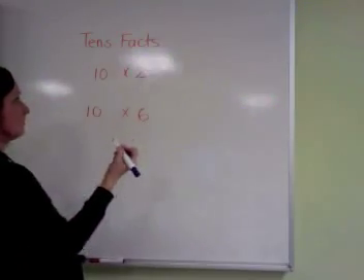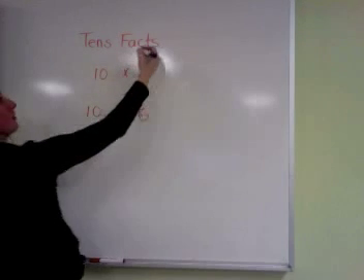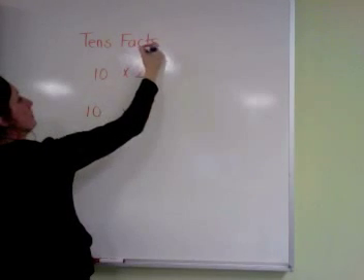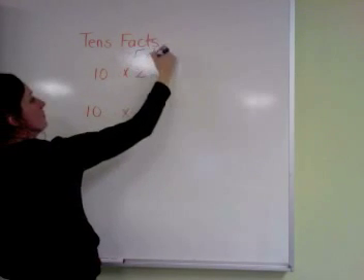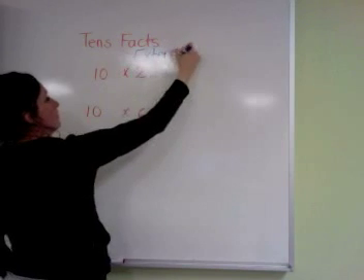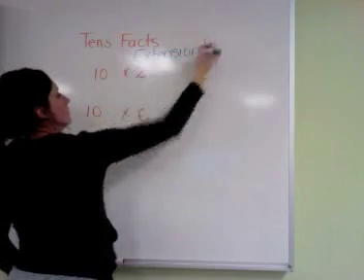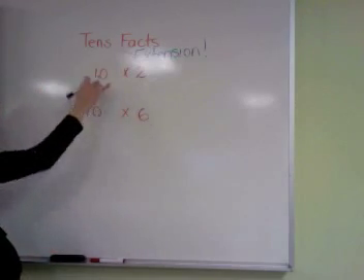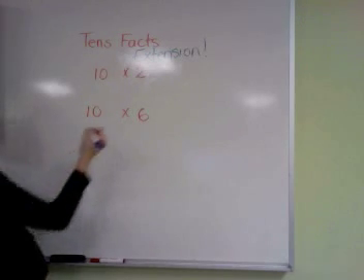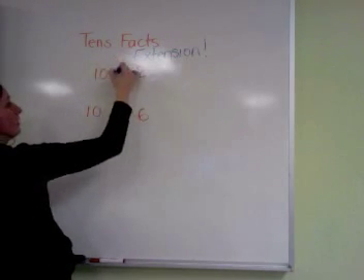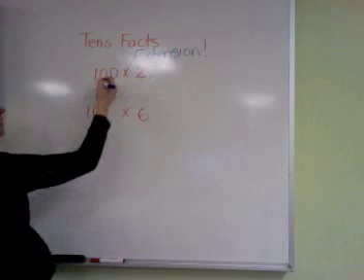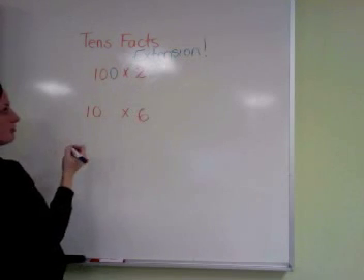All right, let's look at the 10 facts again, but we're going to add an extension. So we started off here with 10 times 2. What if we added another 0? So now we have 100 times 2.